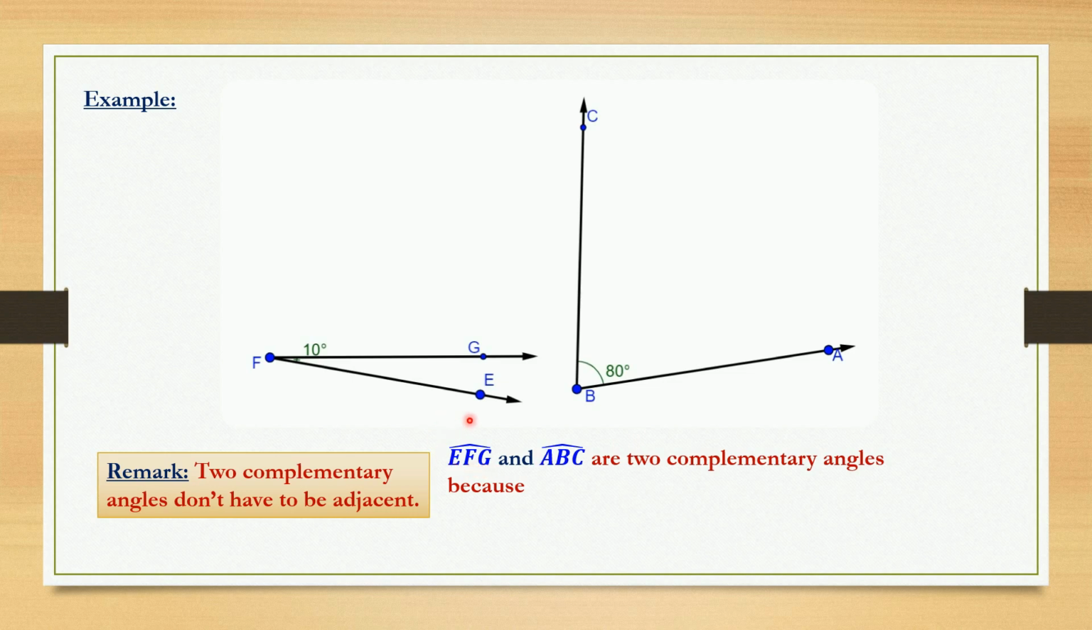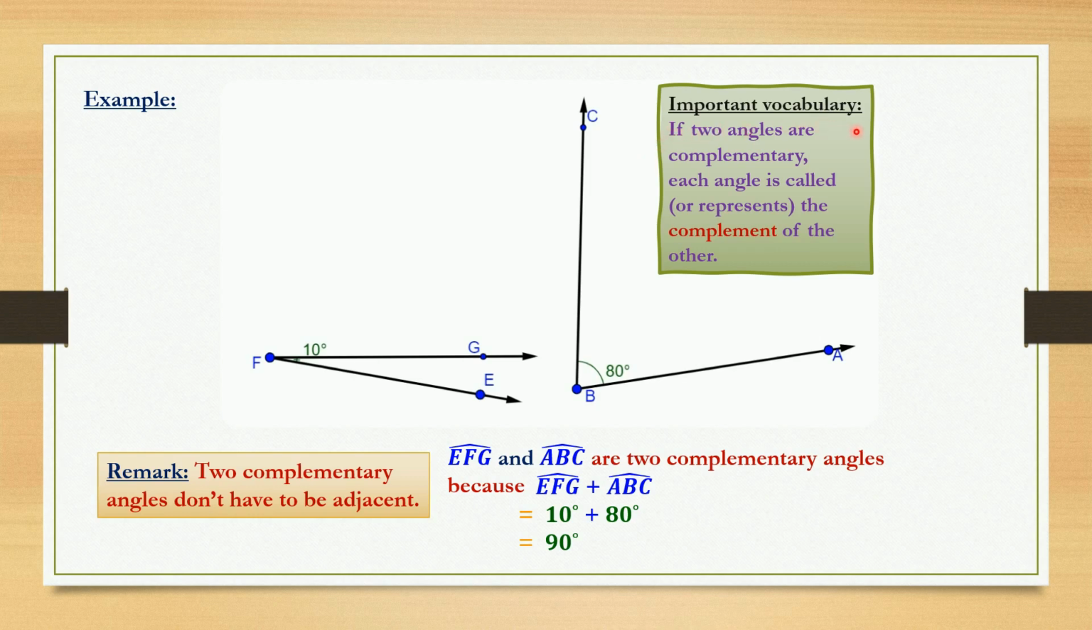So angles EFG and ABC are two complementary angles because if I add EFG plus ABC, it's equal to 10 degrees plus 80 degrees equals 90 degrees. This is how I justify that two angles are complementary. I add both their measures, and it should be equal to 90 degrees.